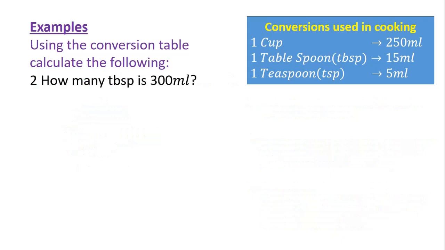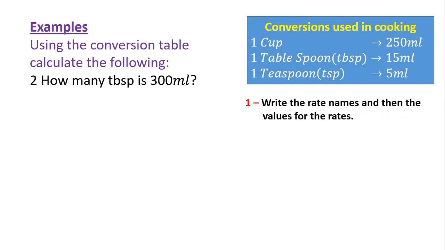Let's look at our second example. How many TBSP is 300 milliliters? Now remember, that's tablespoons. So step 1, write the rate names and then the values for those rates. So we're dealing with tablespoons and milliliters. So tablespoons, milliliters. What are my values for it? Well, 1 tablespoon is 15 milliliters.